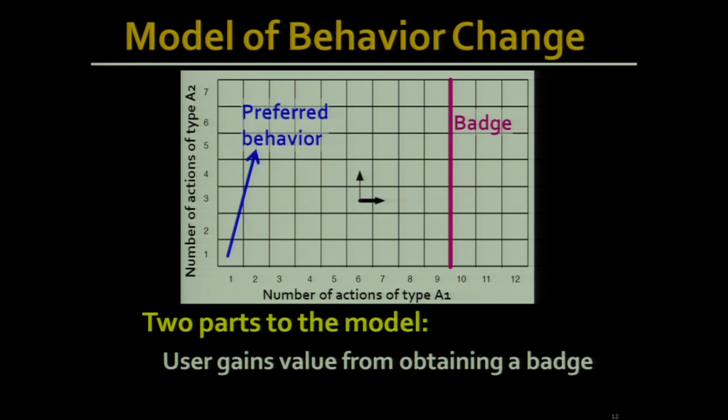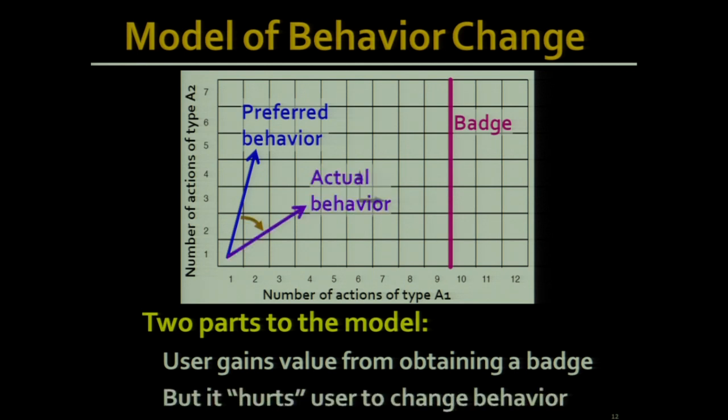And we can also think that users are born with some kind of preferred behavior, right? So this user really likes doing the action of type 2, but doesn't like doing action of type 1 too much. And what the user will now try to do is they will try to shift their behavior as little as possible while trying to get to the badge as quickly as possible, right?